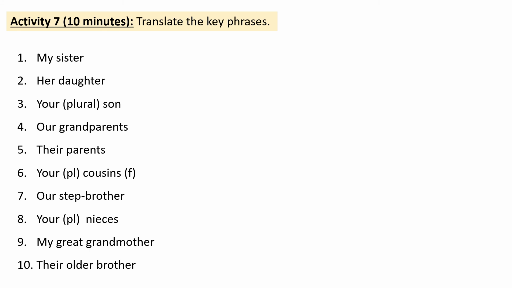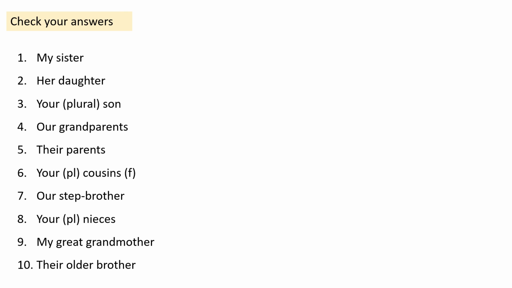Okay, chicos, let's check your answers. Okay, so my sister is mi hermana, a nice easy one to start us off. Her daughter is su hija. Your plural son is vuestro hijo. So here, remember, we need to bear in mind that it changes from masculine or feminine. So hijo is masculine, so vuestro also has to be in its masculine form. Our grandparents, nuestros abuelos. Again here, abuelos is masculine plural. That's why we've used nuestros.